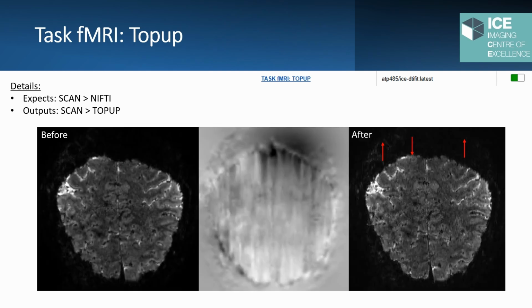And you can see on this example where before and after the effects of top-up make a difference. So you can see where the image is shifted around these red arrows. And in the field distortion map, or the field map, areas where the image is going to move will be associated with really bright areas or really dark areas. So this image can be used as a bit of quality control to see how much your image is being manipulated by distortions and how these are being corrected.